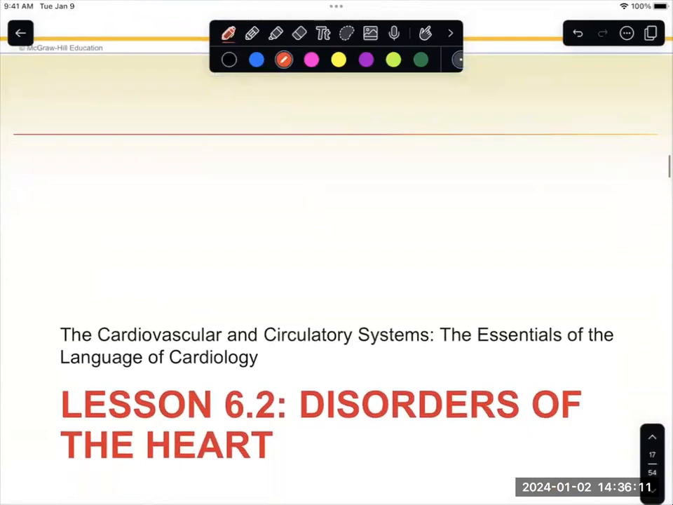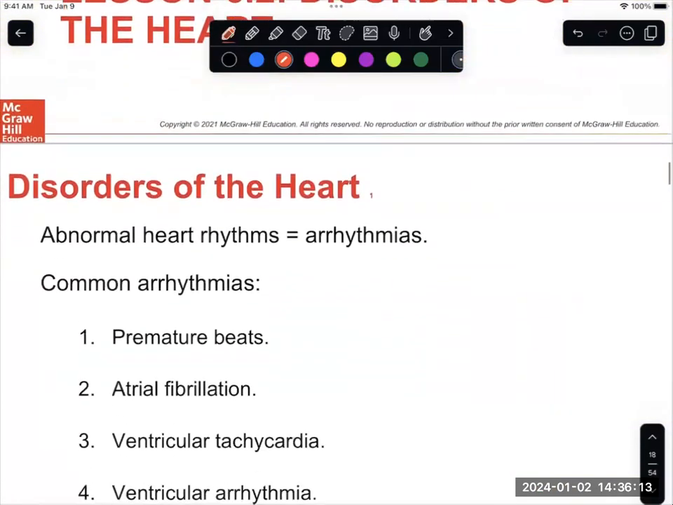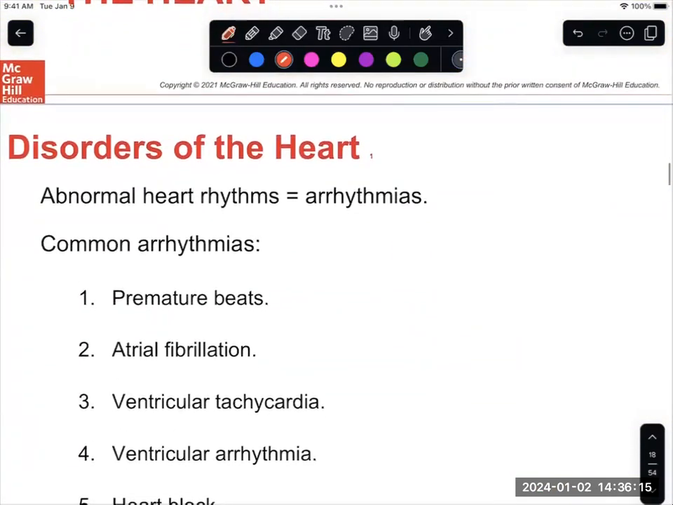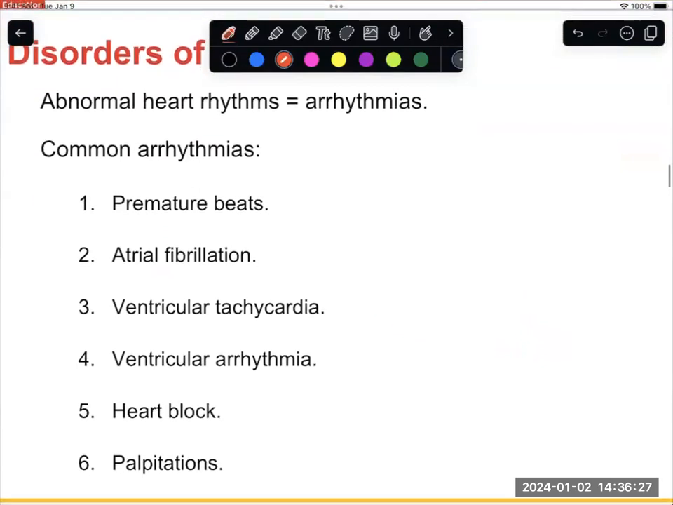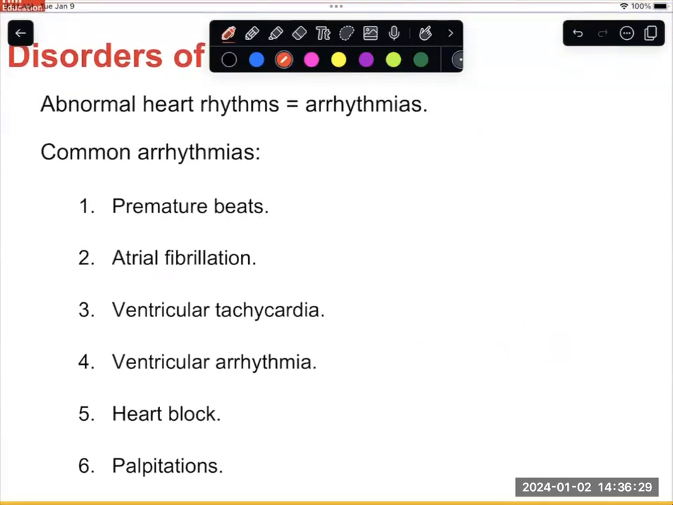So disorders of the heart. Arrhythmias are abnormal or irregular heartbeats. There are technically 6 types of commonly seen arrhythmias. A premature beat is often associated with caffeine and stress. They kind of feel like the heart skips a beat.